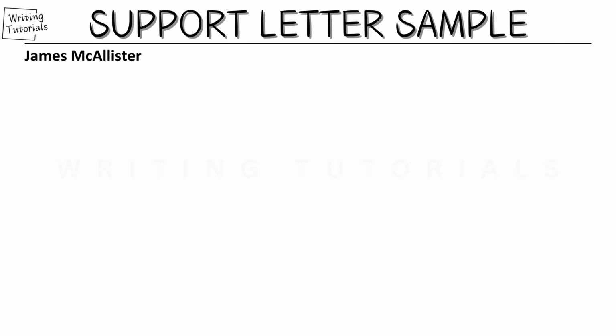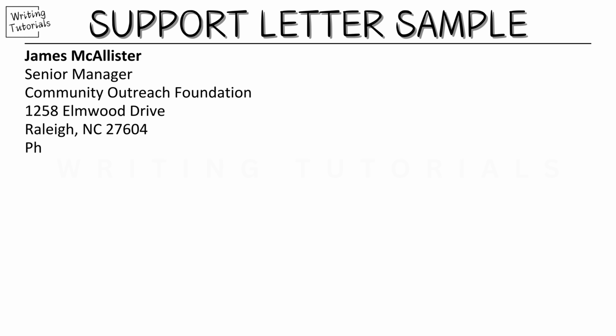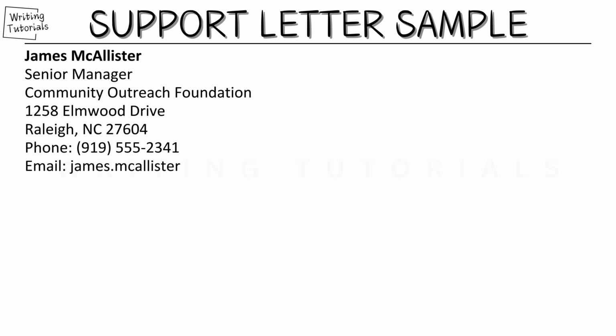Start with your information. First, always include the sender's information at the top. This establishes who is writing the letter and ensures the recipient knows how to follow up if needed. In our sample, James McAllister lists his full name, job title, organization name, address, phone number, and email address. These details not only provide contact information, but also establish his credibility as the senior manager of a respected organization. When you're writing your support letter, make sure to include your professional title and organization. This adds weight to your endorsement.